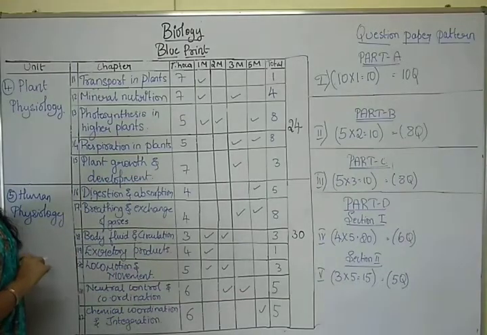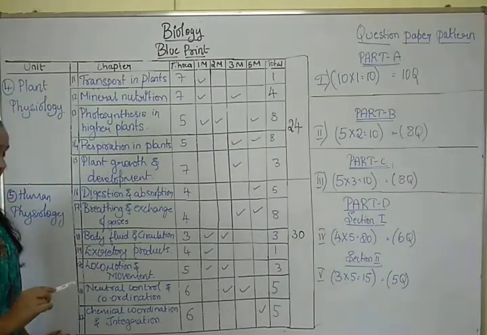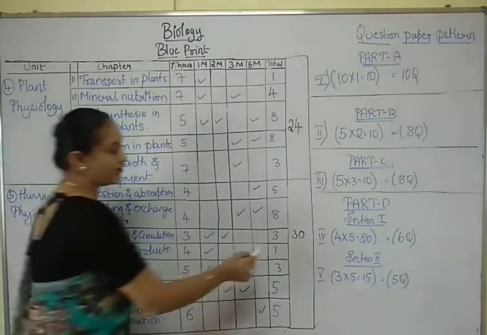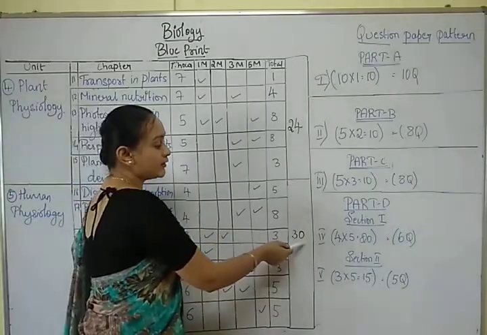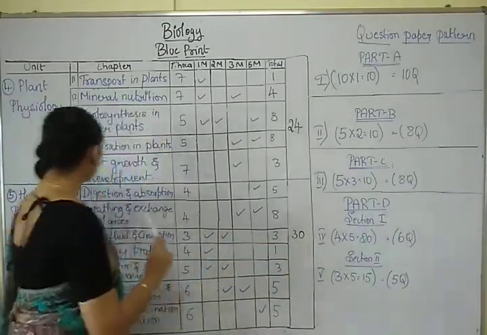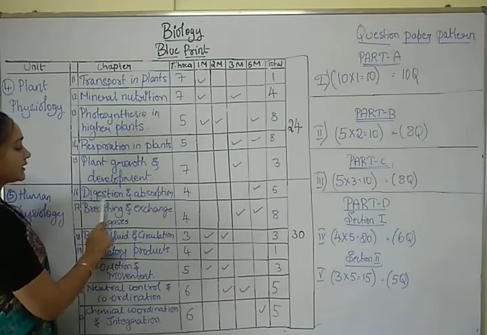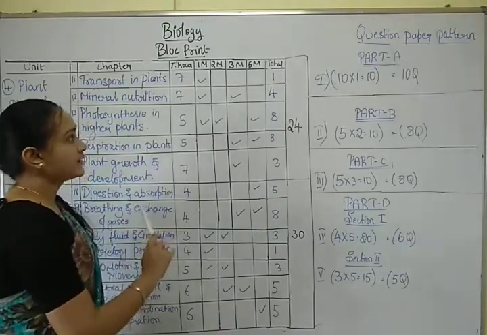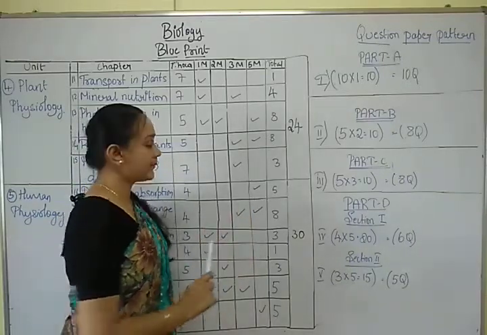Next, the last unit in first PUC biology is human physiology. Here there are 7 chapters in total, and from this unit, 30 marks will be asked in the exam. The first chapter in the unit of human physiology is digestion and absorption. The teaching hour is 4. Just 1 question will be asked here, of 5 marks.